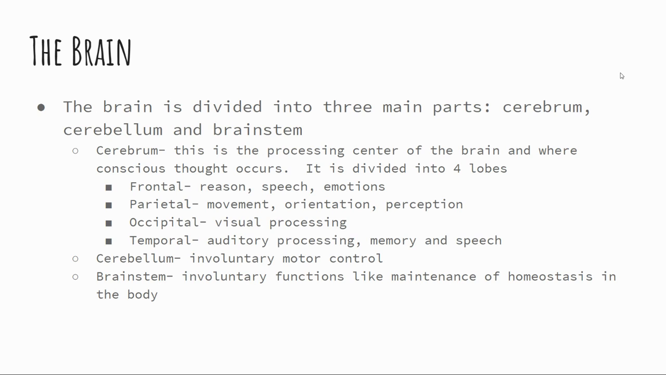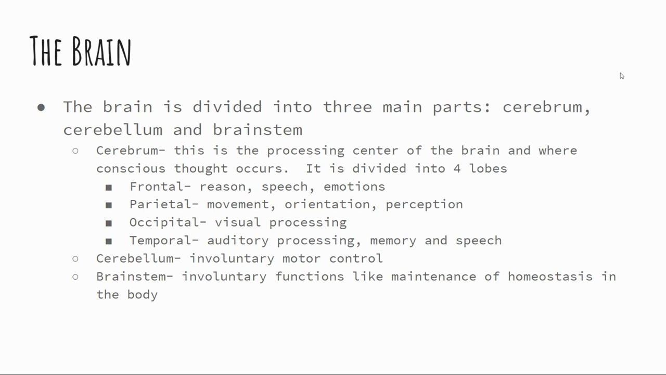So it's going to be divided into four lobes. You have the frontal lobe, which is where you're going to find reason, speech, and emotion. The parietal lobe, which is where you're going to find movement, orientation, and perception. Occipital lobe, which is where your visual processing is going to occur. Temporal lobe, which is auditory processing, memory, and speech.